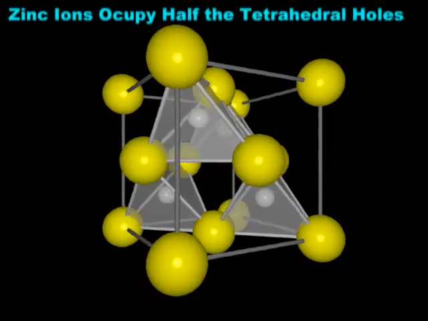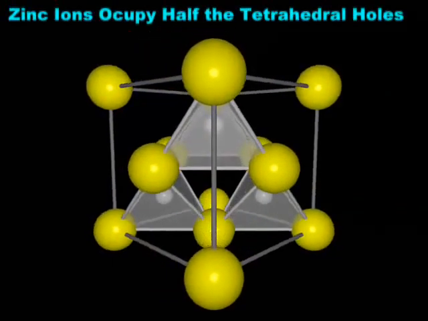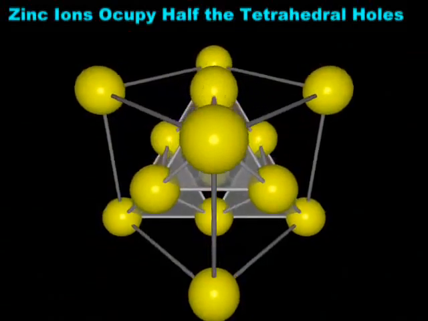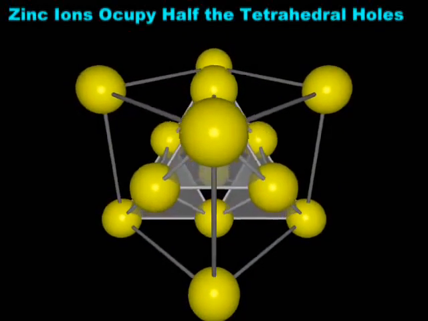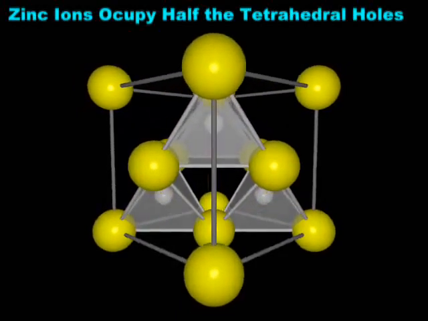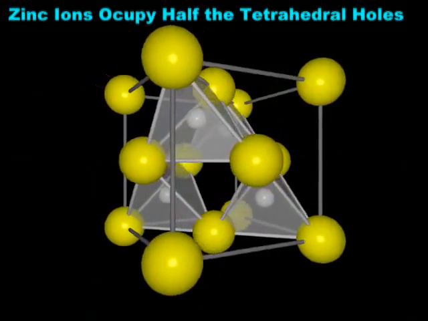However, since an array of n close-packed ions gives 2n tetrahedral holes, and since there is 1 zinc ion for every sulfide ion, only half of the tetrahedral holes are filled.